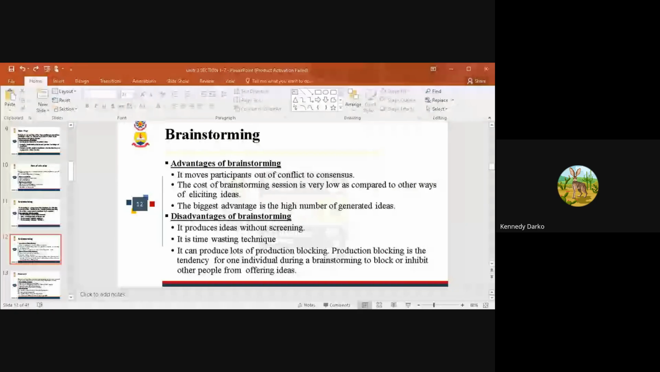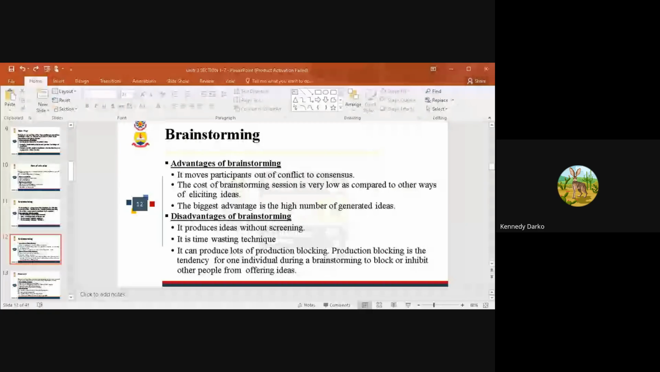Then what is the disadvantage? So the ideas will be coming plenty. We will not screen it. You need to, after doing, you have to screen it, to pick the odd ones, the correct ones out. Because the ideas that are coming are plenty, you have to jot them down. When you finish, you have to look at it and bring the good ones out. So they said it produces ideas without screening. It is a time-wasting technique. Yes, because we need to brainstorm. So this one brings the mind idea. It's time-consuming. It will waste time.